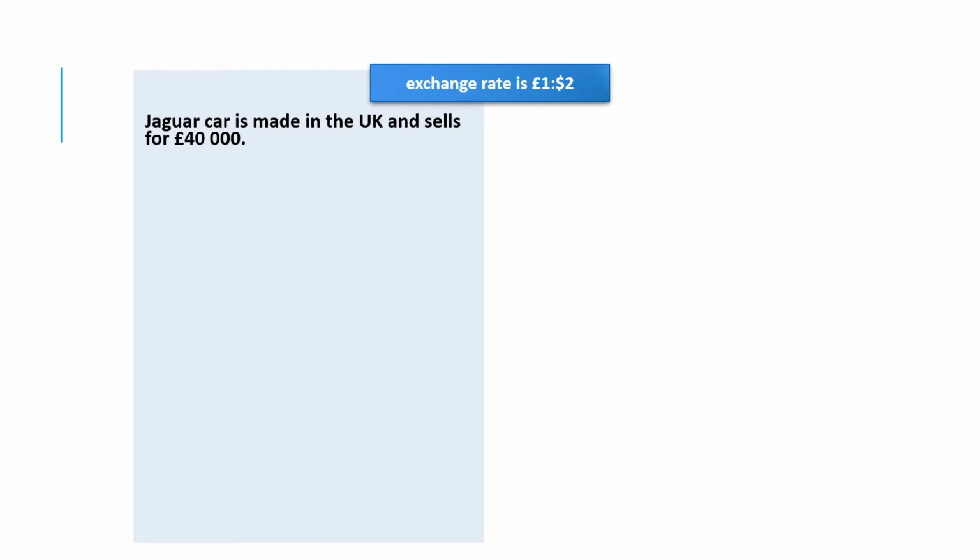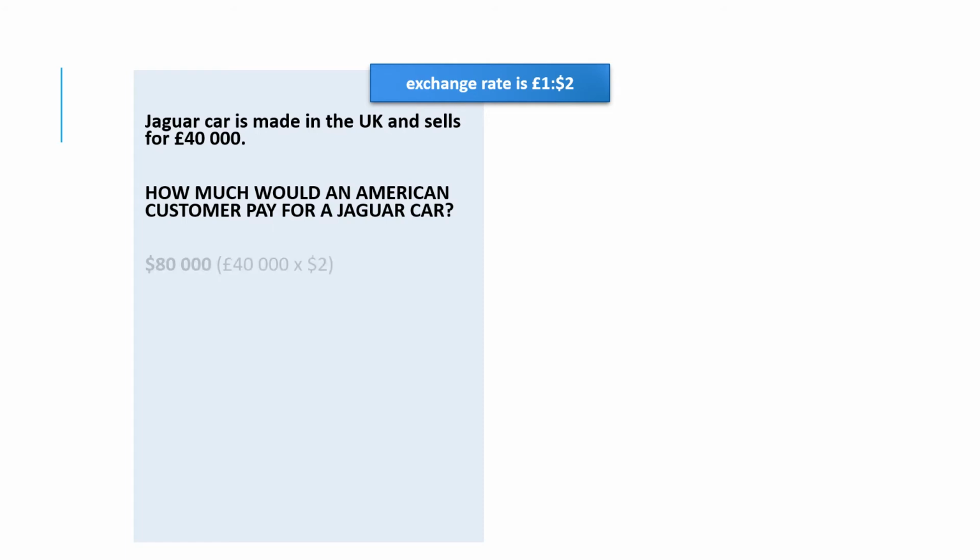And in the UK, Jaguar are making cars, and the price of a Jaguar car is £40,000. If you were an American, how much would you pay for a Jaguar car in dollars? That's right, $80,000 would be how much you would need to pay for a car from the UK.